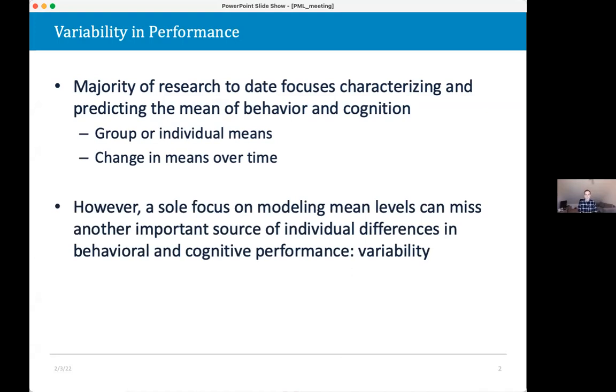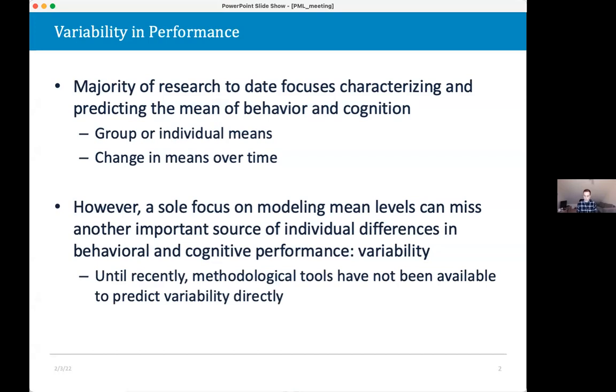But this sole focus on modeling mean levels can miss an important other source of individual differences in behavior and cognitive performance, and that is variability. So intra-individual variability. So the variability within a person in their responses or their cognitions across time.